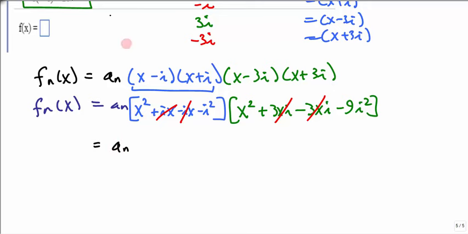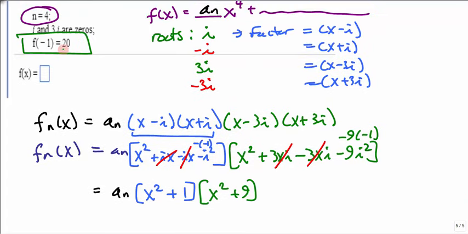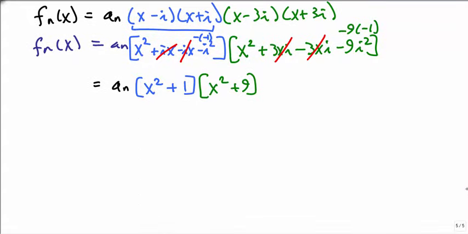So let's see what we have left here. I have x squared. Now remember, i squared is a negative 1. So this is minus a negative 1, which is the same as plus 1. Then over here I have x squared, negative 9 times i squared, which is a negative 1. Negative times a negative is a positive. Okay, so now we're given a little bit more information. We are also given way up here that f of negative 1 equals 20. So we know that f of negative 1 equals 20.